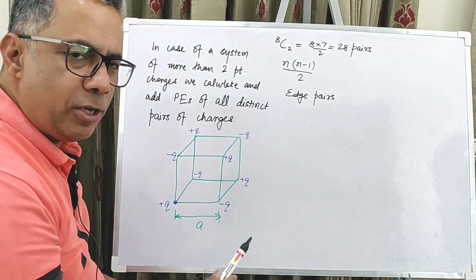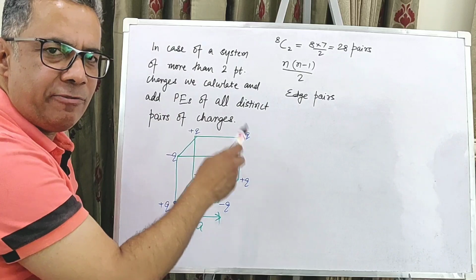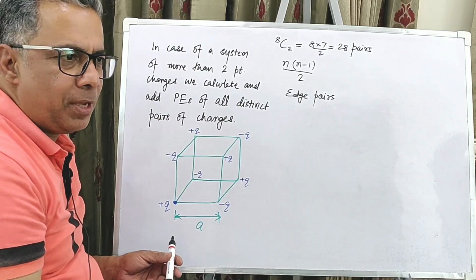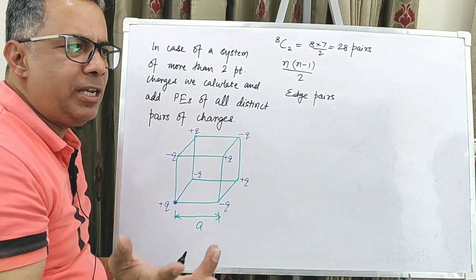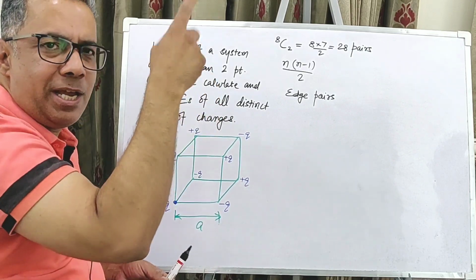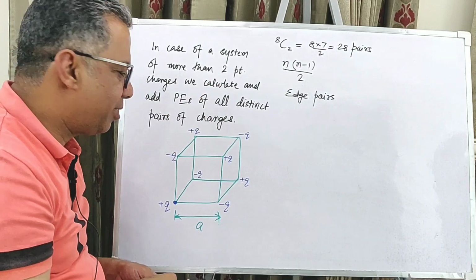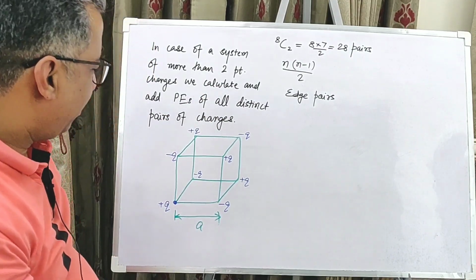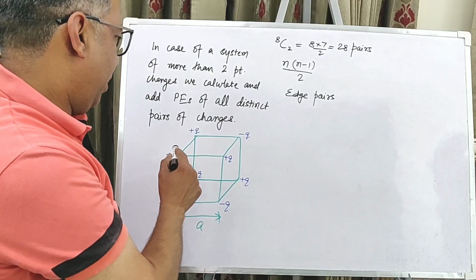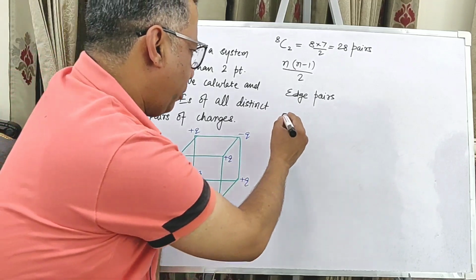And we all know that a cube has 12 different edges. In case you're confused, just look at the room you're sitting in, assume it's a cube, and just count the edges, the total number of straight line edges that you have. I'm sure you'll be able to count 12. So we have 12 edge pairs.